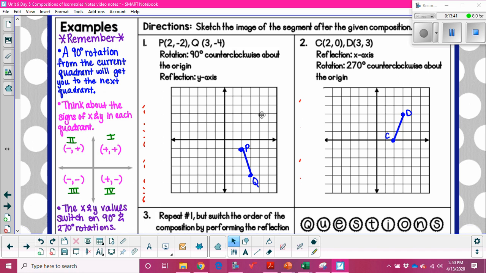So I'm going to go ahead and draw that. It'll be at 2, 2, right there. That is P prime. Q prime will also be in quadrant 1. It was at 3, -4, so remember, you're going to switch your values. So you'll be at 4, 3, but it's going to be both positive. So 1, 2, 3, 4, 1, 2, 3. You're at 4, 3.